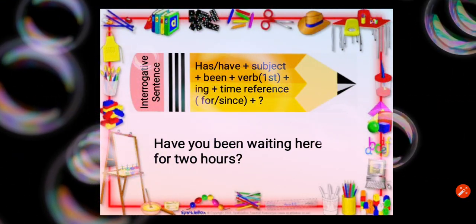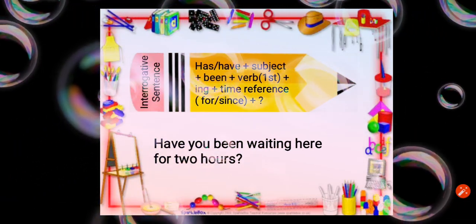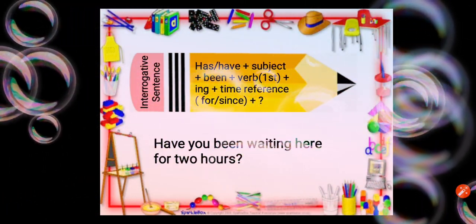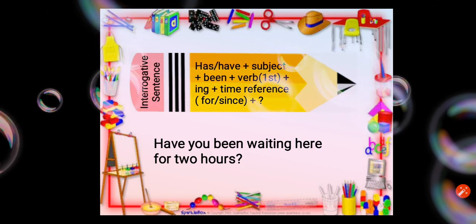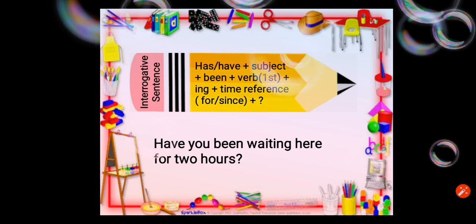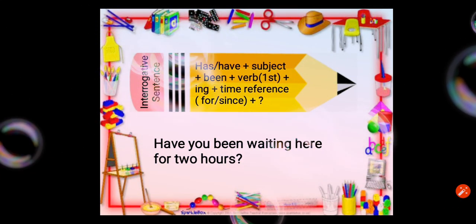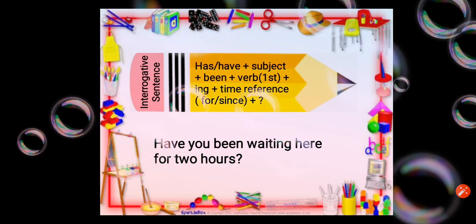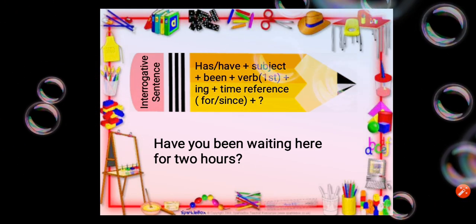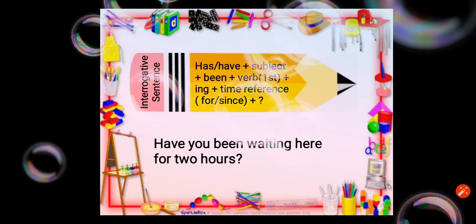In the interrogative sentence, has, have comes first, then the subject, then been, then the verb's first form with ing, then the time reference and with a question mark. For example, have you been waiting here for 2 hours? Have, then you, then been, then waiting, the verb's first form with ing, then the time reference. Here 2 hours is fixed, so we will use for.